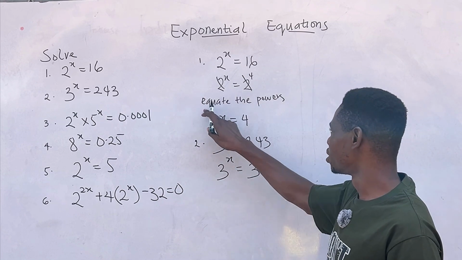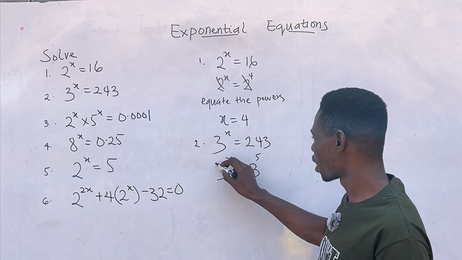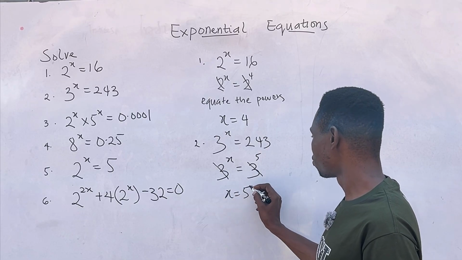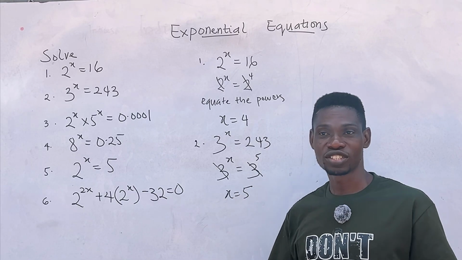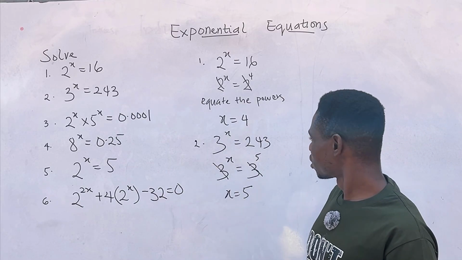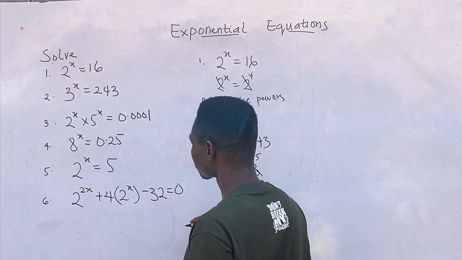Now we can do the same thing, equate the powers by cancelling out the bases. So x equal to 5. So it's as straightforward as that. Let's look at a third one. This one, okay, number 3.